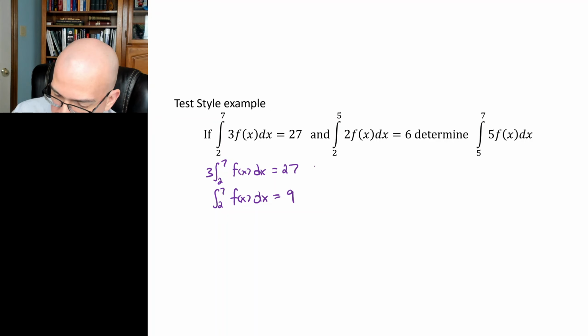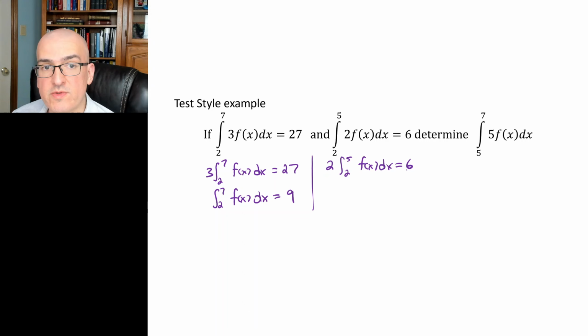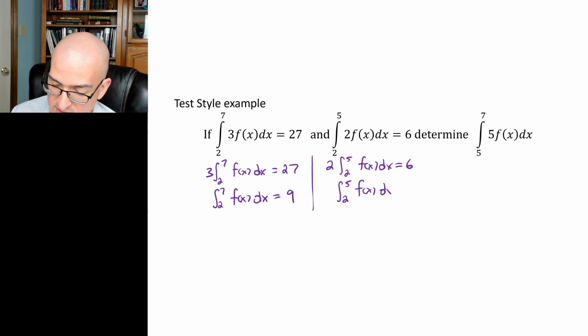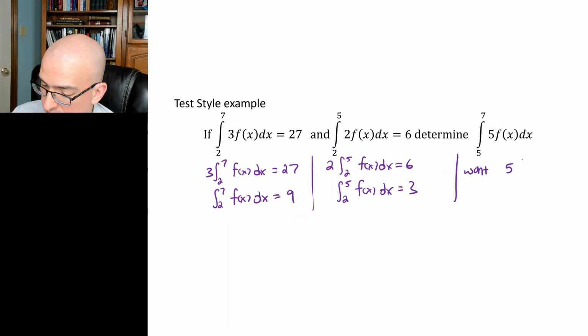Then the next part, we have 2 times the integral from 2 to 5 of f of x dx is equal to 6. Divide both sides by 2. So the integral from 2 to 5 of f of x dx is equal to 6 over 2, which is 3. Now we want 5 times the integral from 5 to 7 of f of x dx.